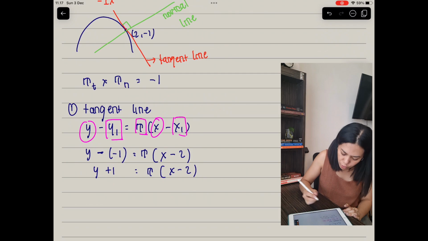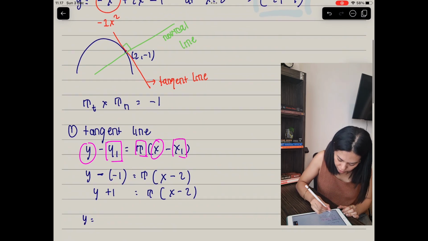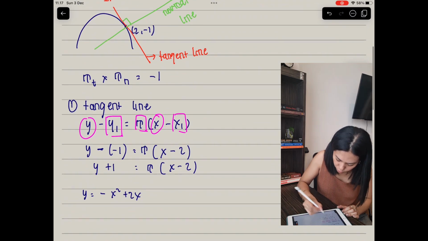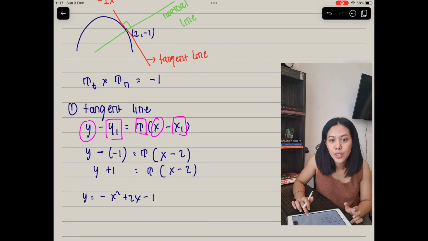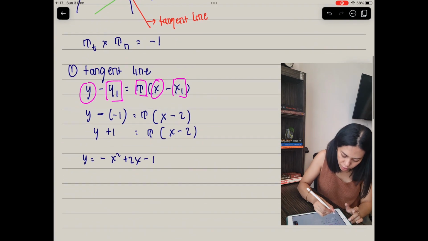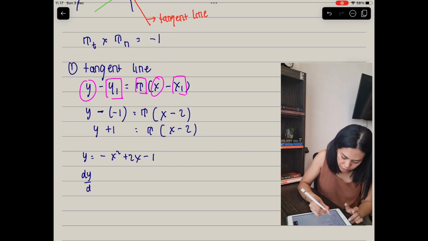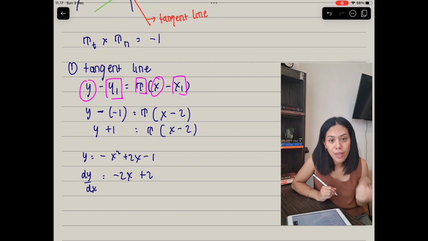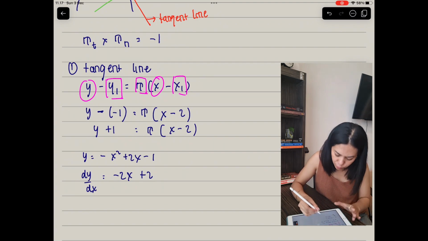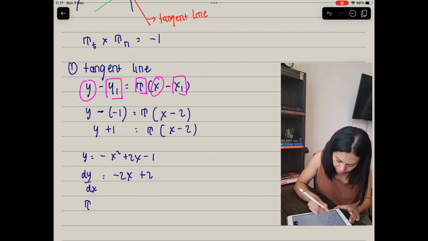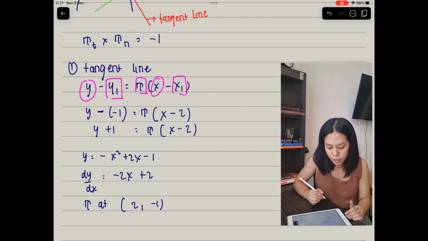The function is y equals negative x squared plus 2x minus 1. We want to find dy over dx, the first derivative. So dy over dx is negative 2x plus 2. We want to find m at the point (2, negative 1).